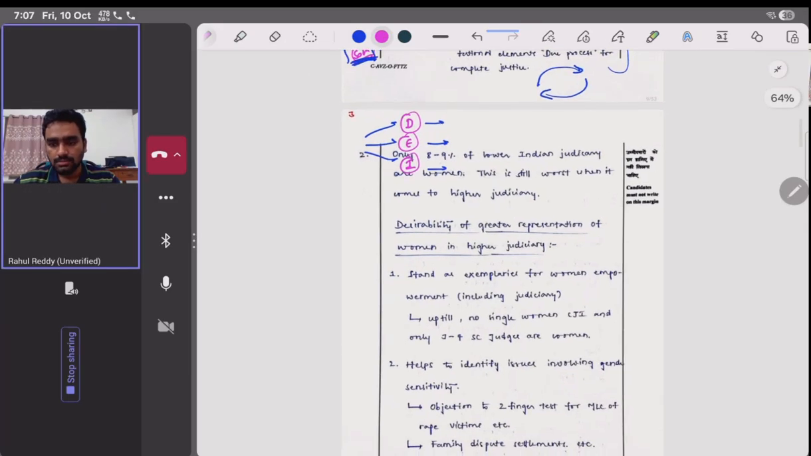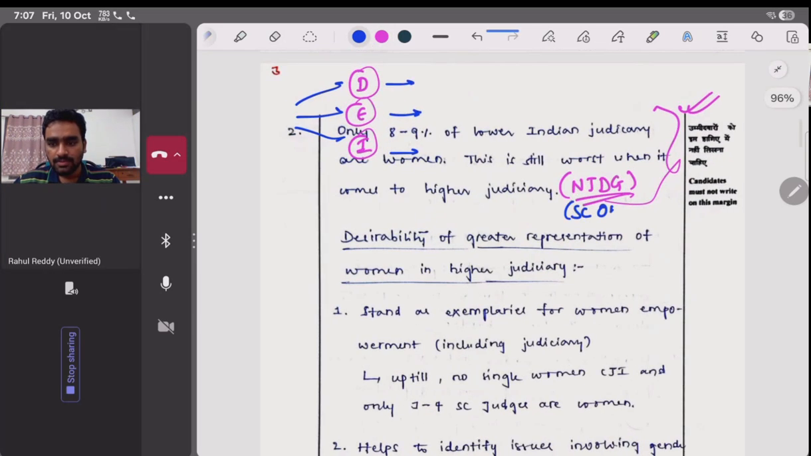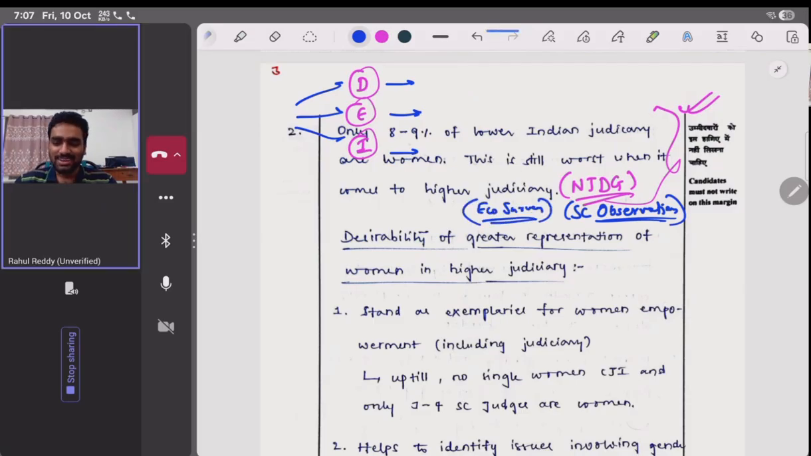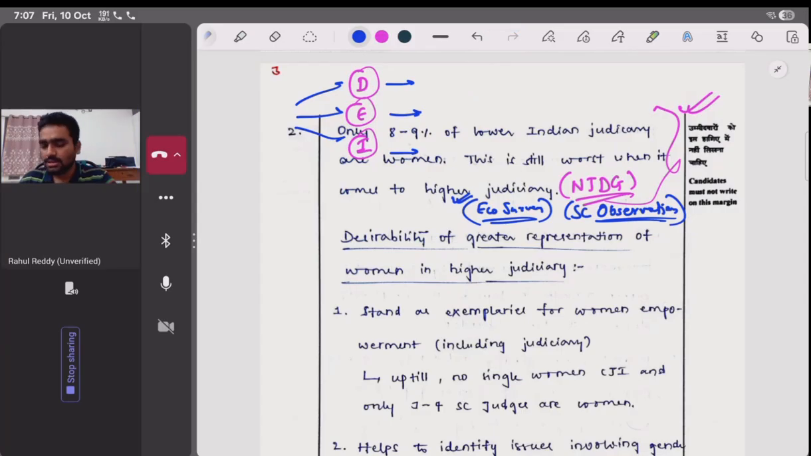So here you have written that 8 to 9% of the lower Indian judiciary are women. This is still worse when it comes to the higher judiciary. Okay, well, good. But here you have to mention the National Judicial Data Grid, or a Supreme Court observation, something like substantiation. Or if you don't remember anything, just write Eco Survey. Of course, the Eco Survey has always mentioned the Indian judiciary. Although you will find that the Economic Survey has no linkage with the economy, but who makes the policy, right?